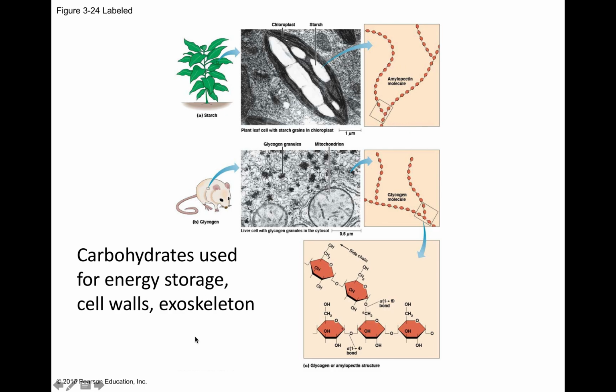as you see here. So it can also be used, in addition to storing energy, like the starch in a potato or glycogen in a liver cell, to make a cell wall, such as in plant cell walls. It can be used to make an exoskeleton, such as in the molecule chitin, which is the thing that goes crunch when you step on a cockroach, the outer exoskeleton of an insect.